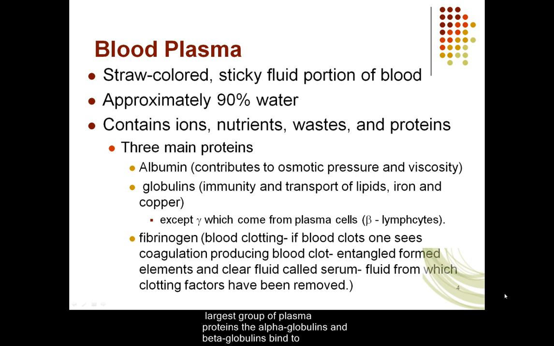Globulins are the second largest group of plasma proteins. The alpha globulins and beta globulins bind to water-insoluble molecules, hormones, and ions. The gamma globulins, also called immunoglobulins or antibodies, are secreted by B-cell lymphocytes and help protect the body against pathogens that may cause disease. Fibrinogen makes up about 4% of all plasma proteins. Fibrinogen is responsible for blood clot formation.